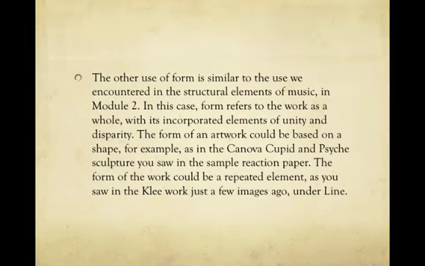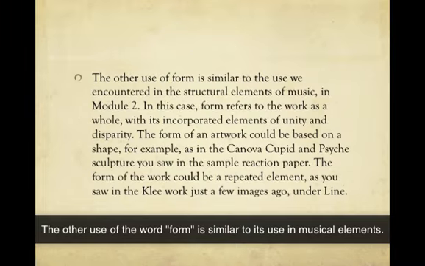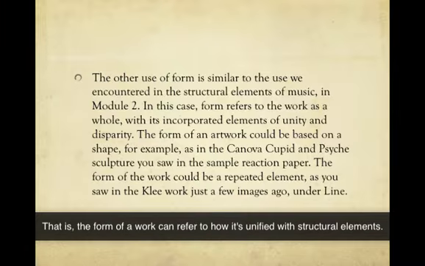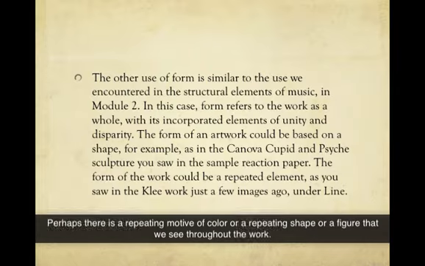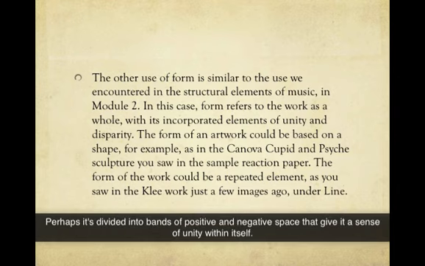The other use of the word form is similar to its use in musical elements. That is, the form of a work can refer to how it's unified with structural elements. Perhaps there is a repeating motive of color, or a repeating shape or figure that we see throughout the work. Perhaps it's divided into bands of positive and negative space that give it a sense of unity within itself.